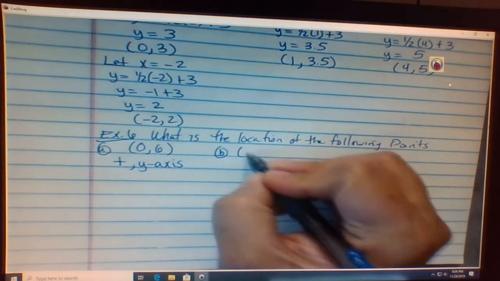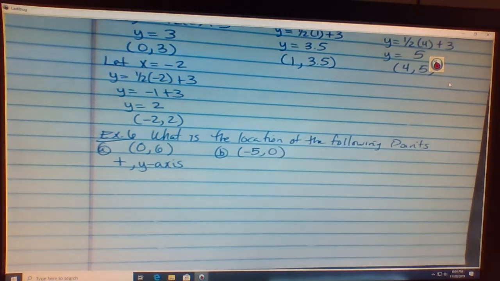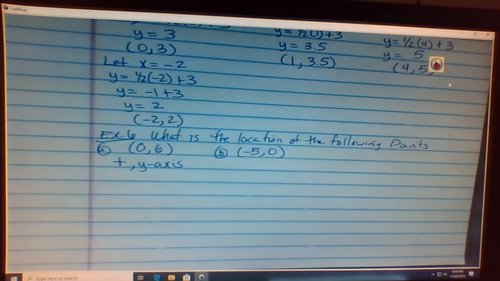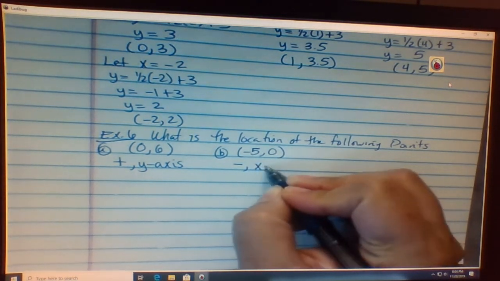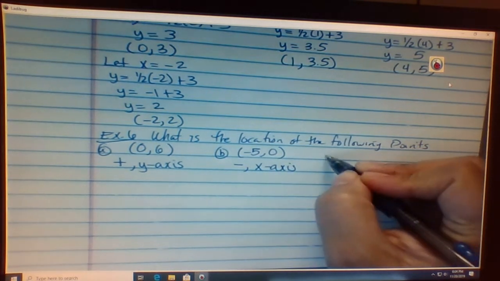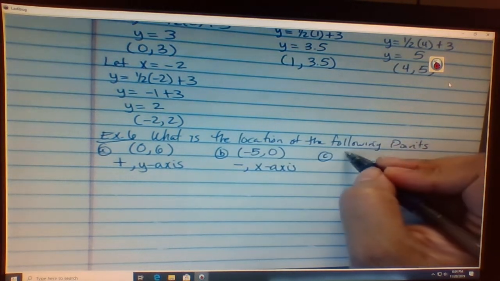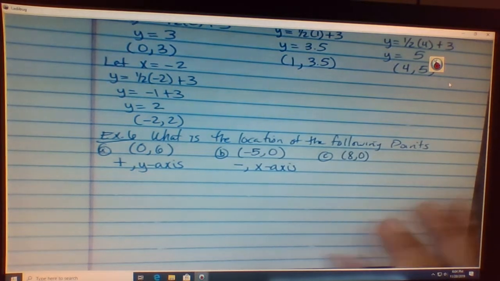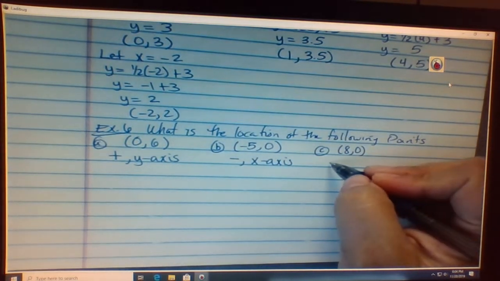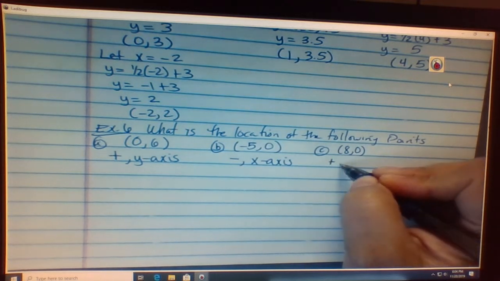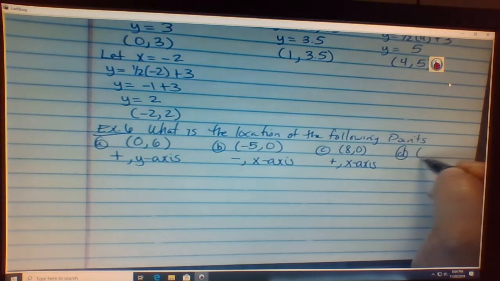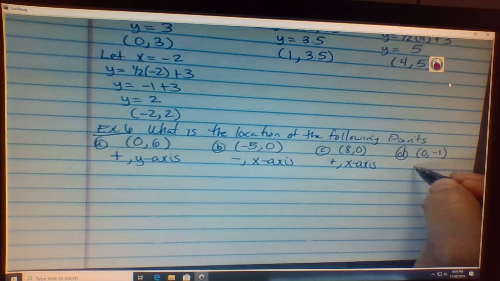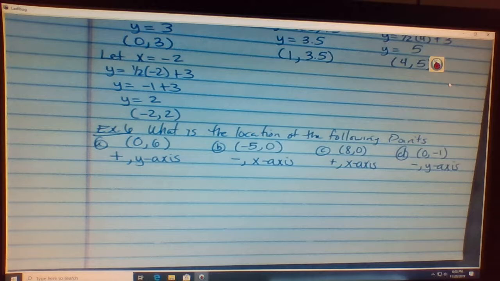If I have -5, 0, that's going to be on the what? Negative x-axis. If I have 8, 0, positive x-axis. And if I have 0, -1, negative y-axis. Do you see the pattern here?